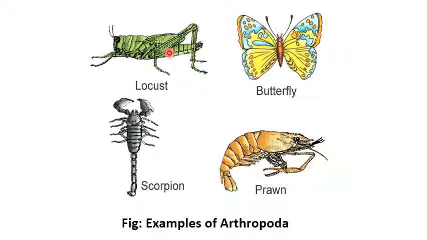This is a locust, which I said causes mass destruction of crops on a large scale. This is the butterfly, which helps in pollination, the scorpion, and this is the prawn living in water.